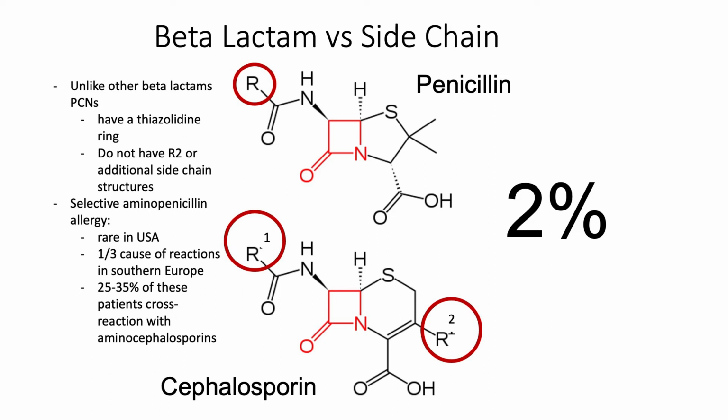In general, with literature from 1981 on, the cross-reactivity between penicillin and cephalosporin is 2%. If you have ever heard 10%, that is prior to 81, and that's because our IV cephalosporins had penicillin in them.